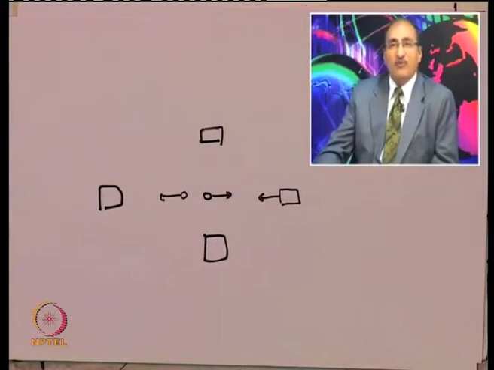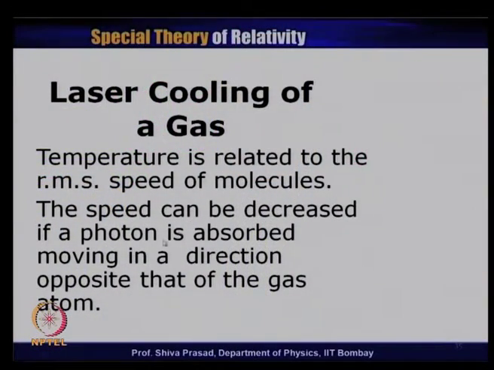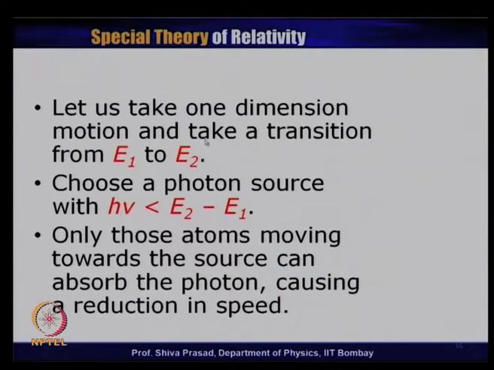So let us just quickly read whatever I have written. Temperature is related to the RMS speed of the molecules. The speed can be decreased if a photon is absorbed moving in a direction opposite to that of the gas atom. Let us take one dimensional motion and take the transition from E1 to E2, just a specific transition. Choose a photon source with h nu less than E2 minus E1. Only those atoms moving towards the source can absorb the photon, causing the reduction in speed.